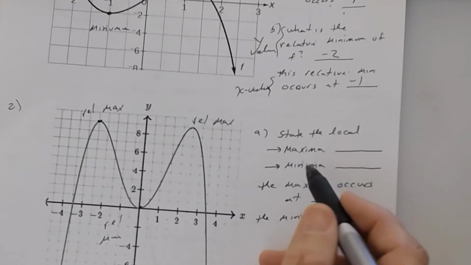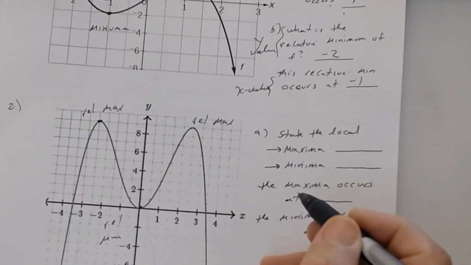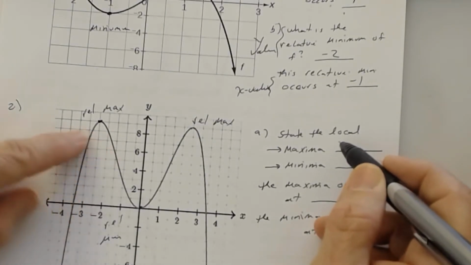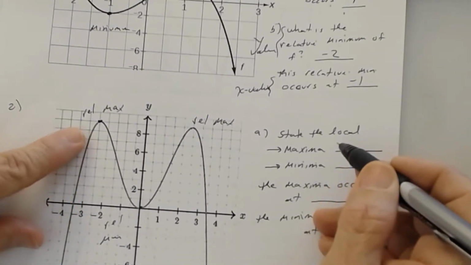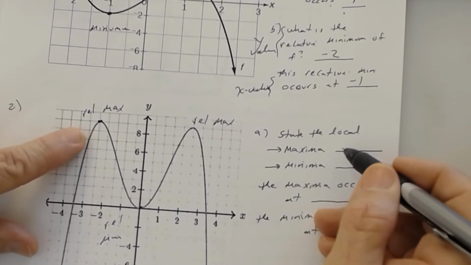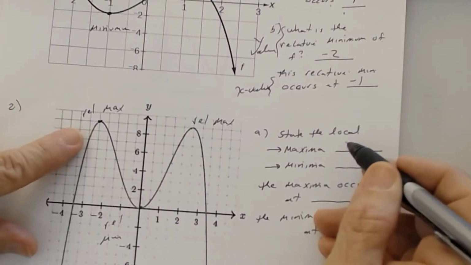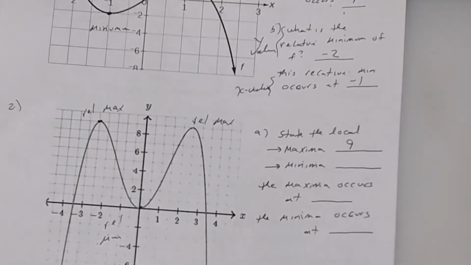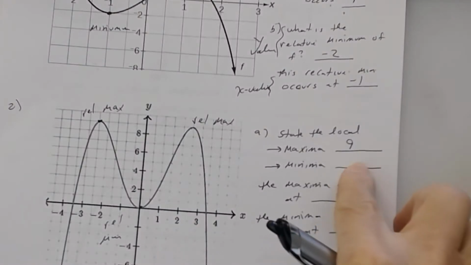How many maxima are there? 2. Now the y values go here. So what's the y value? Oh, be careful. The y values are what now? 9. It's just 9, right? That's your y value. Both of them. How many relative maximums are there? 2. But what do you notice about the y values? They're the same. So you just say what? 9.